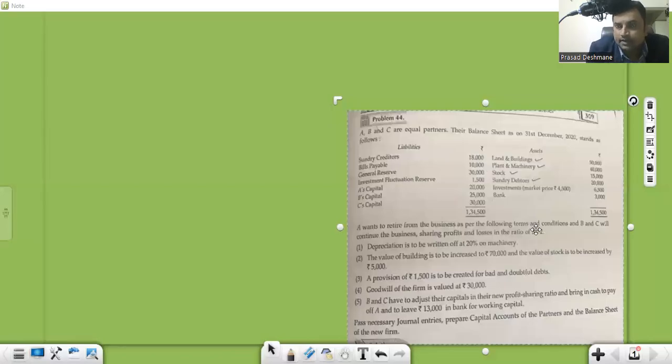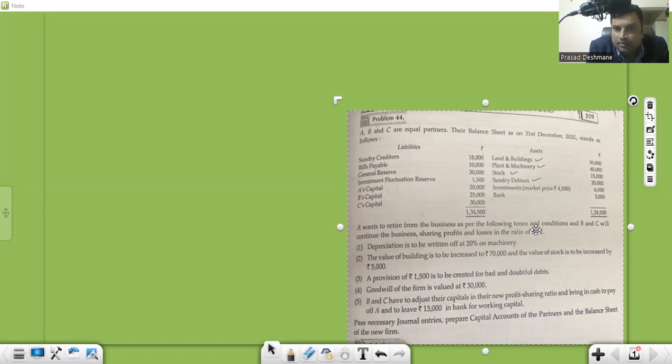So this is the second session for adjustment of capital. First, we will read the sum. A, B, C are equal partners. Their balance sheet as on 31st December 2020 stands as follows. Liabilities and assets are given. If you see there carefully, the tick mark is already done.